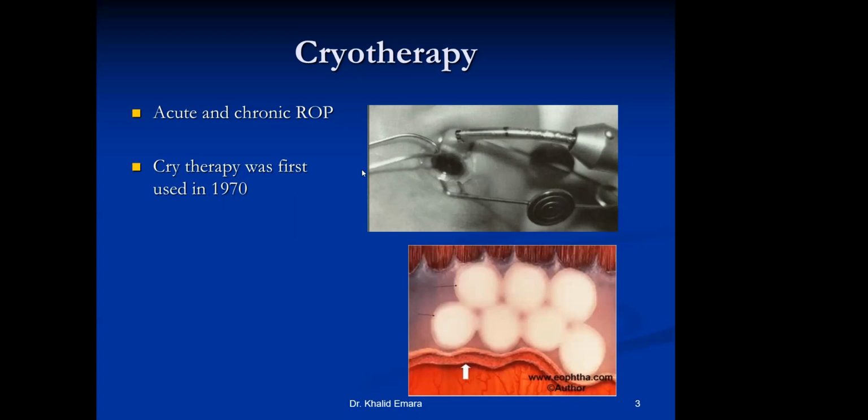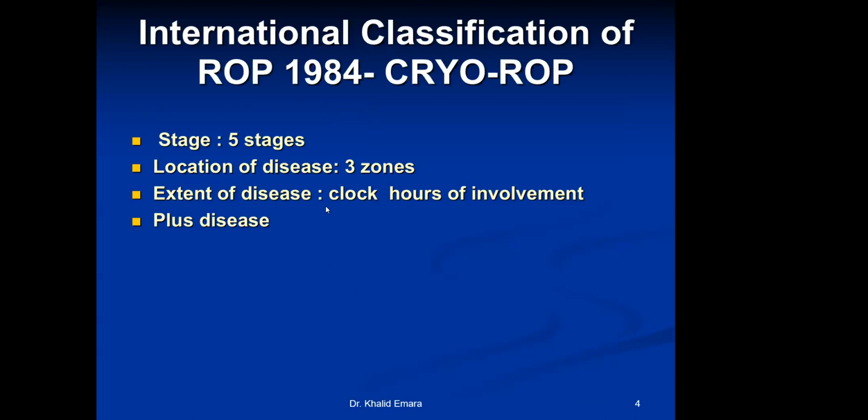It showed promising results. However, there were no guidelines for this treatment modality, and there was no clinical data regarding its efficacy and safety. In 1994, the CRYO-ROP study was initiated. It's a large multi-center study conducted in the US. The primary goal of this study was to resolve the uncertainty about the value of cryotherapy in the management of retinopathy of prematurity.